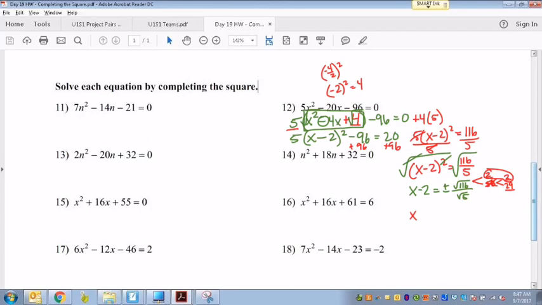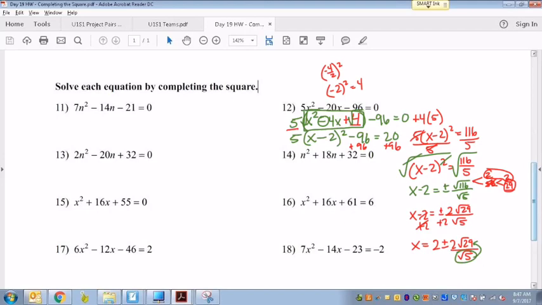So I have x minus 2 equals plus or minus 2 radical, and the 29 stays inside, all over radical 5. Okay. Add 2, and that gives me x equals 2 plus or minus 2 radical 29 over radical 5, which I'm sure you guys are like, oh, but we also learned about rationalization because I can't have a radical in the denominator.